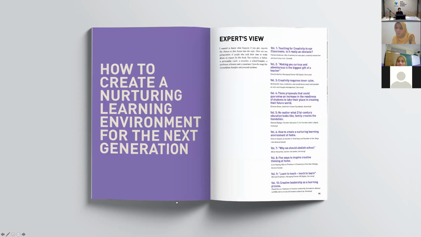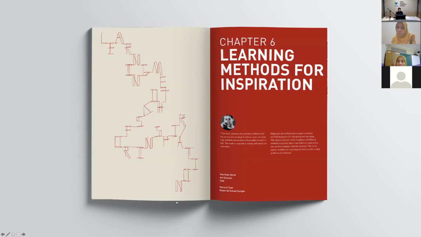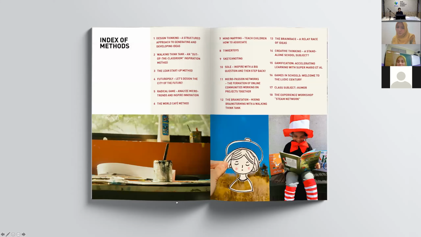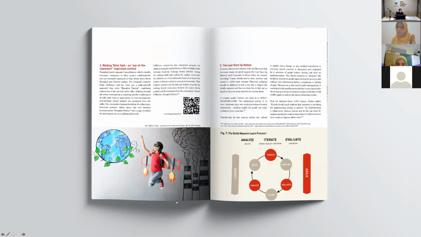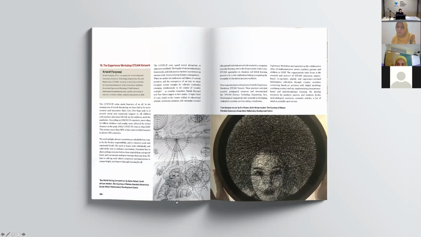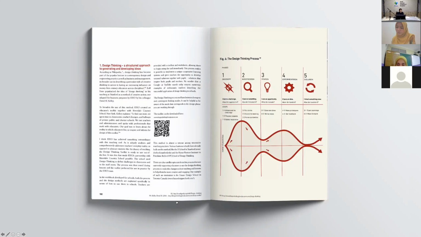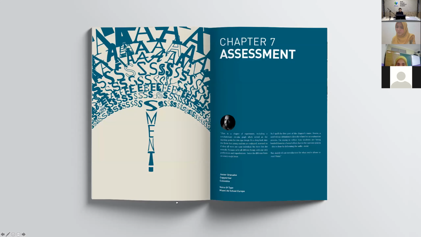And then definitely a chapter about methods. We have 18 methods in the book. What could be done differently? There's World Cafe, there's design thinking, an interesting thought about a class subject humor, so creating a class about humor, and so on. So really inspiring methods. This is yours, Christoph, the experience workshops team. We can't miss this. Thank you for this. I mentioned that's design thinking.